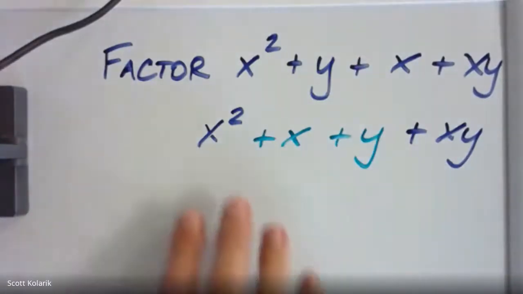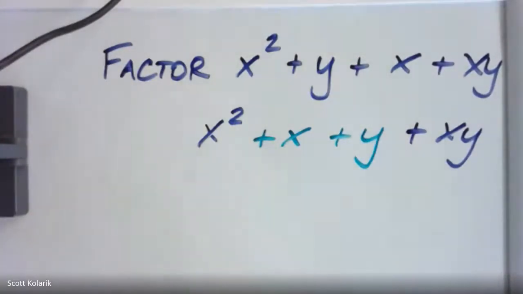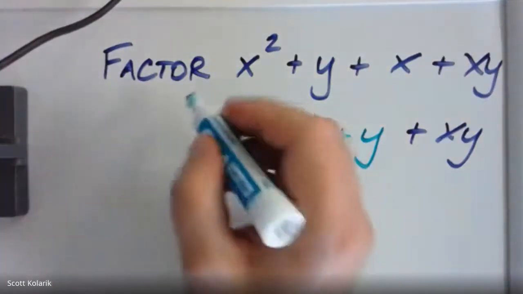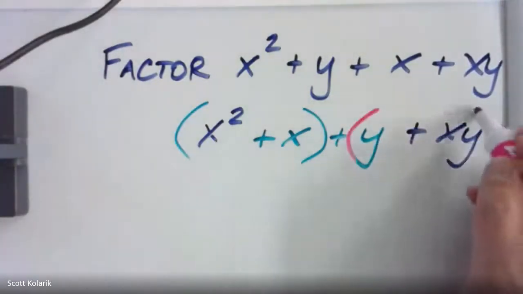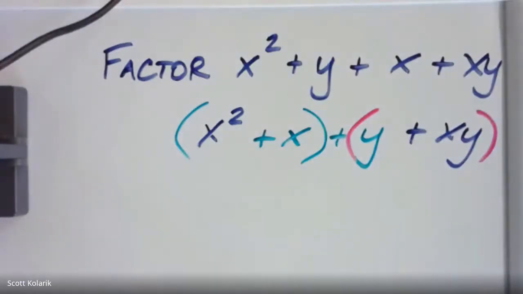And the reason why I did this is because now I'm going to group each of these pairs and have something that I can actually factor out. So I'm going to group these guys and I'm going to group these guys. Again, nothing has really changed so far. Those parentheses aren't doing anything yet. All it's doing is just organizing stuff. It's letting me know where I'm going to be looking for common factors.